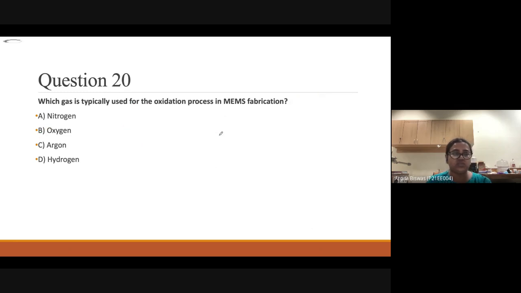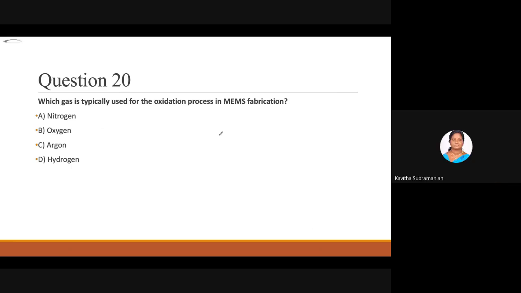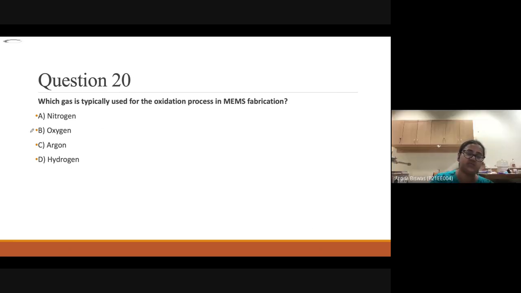Okay, ma'am. So this is question number 20. Which gas is typically used for the oxidation process in MEMS fabrication? First is nitrogen, second oxygen, third argon, and fourth hydrogen. Oxidation process. Oxygen. Yes, oxygen is the right option.